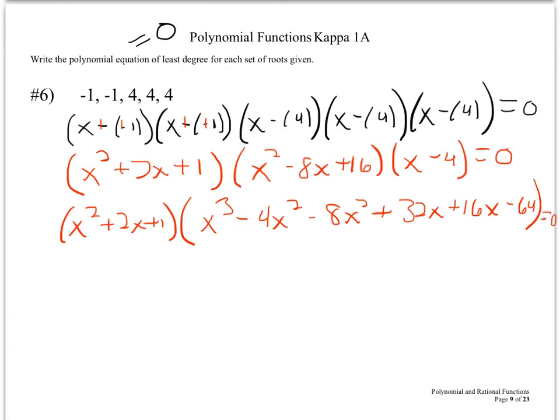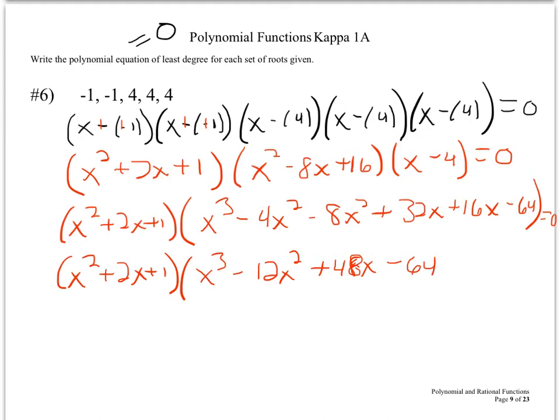Equal to 0. Some like terms in here. Here's a pair of like terms, here's a pair of like terms. So this gives us x squared plus 2x plus 1 times x cubed minus 12x squared plus 48x, sorry about my 8, minus 64.